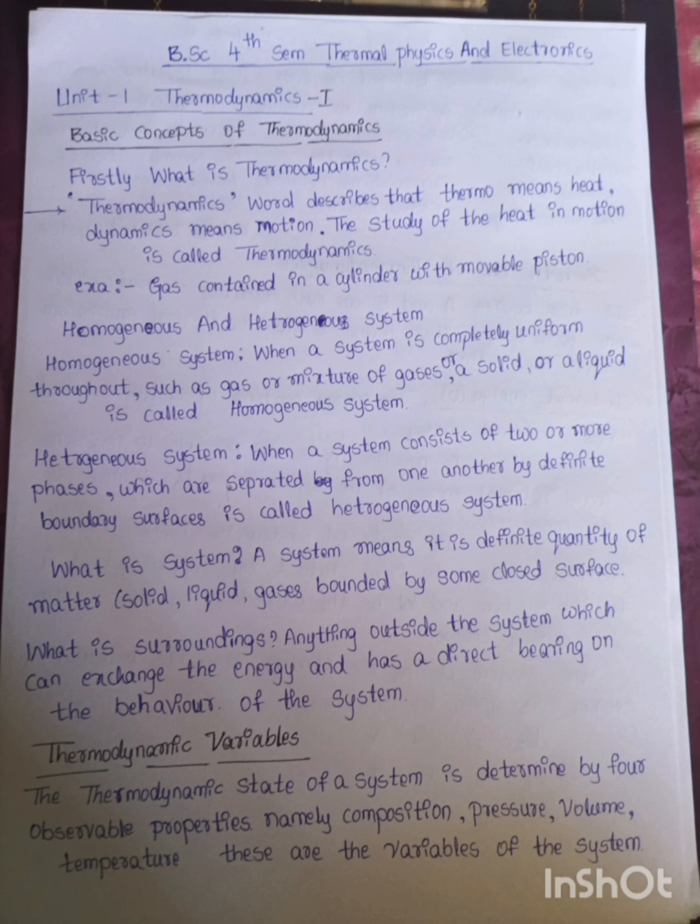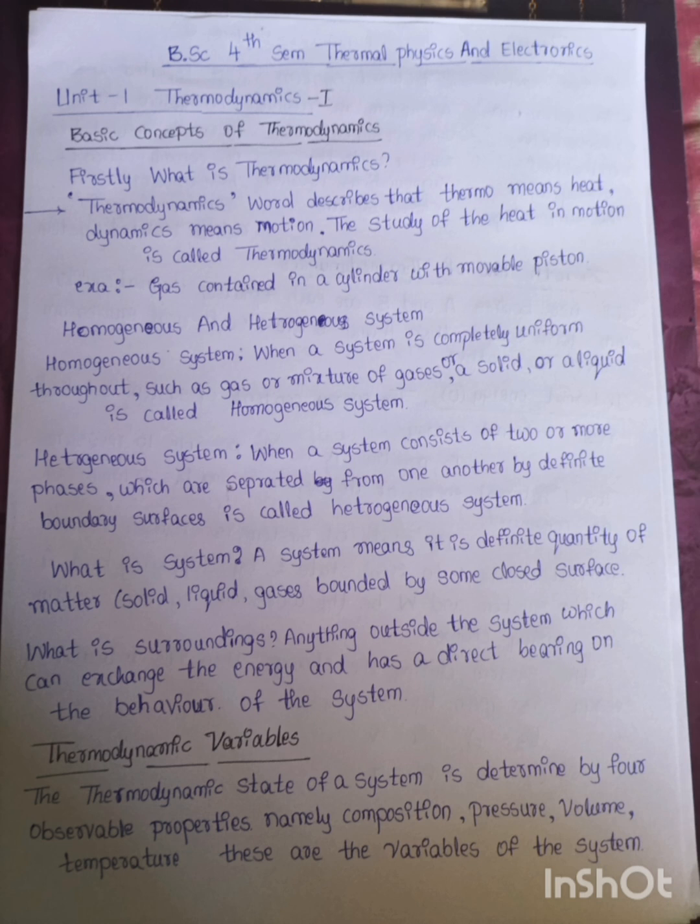Homogeneous and heterogeneous system. When a system is completely uniform throughout, such as a gas or a mixture of gases, or a solid or liquid, it is called a homogeneous system. And when a system consists of two or more phases which are separated from one another by definite boundary surfaces, it is called a heterogeneous system.